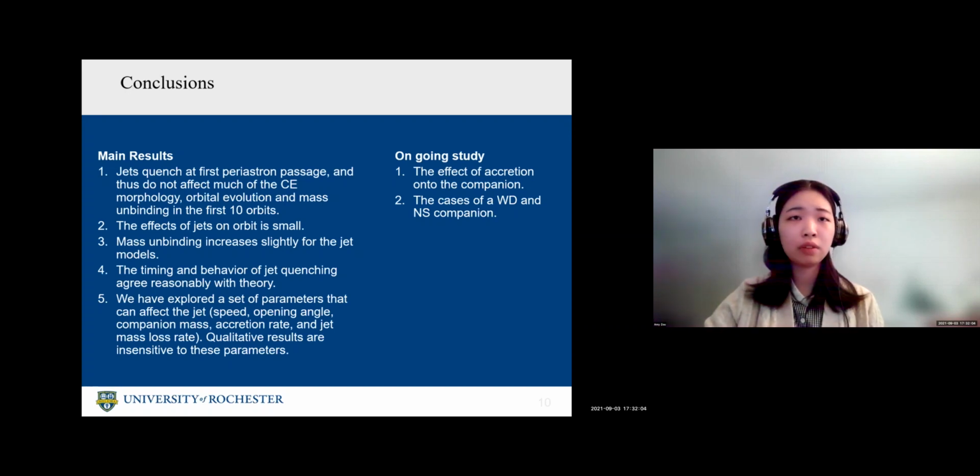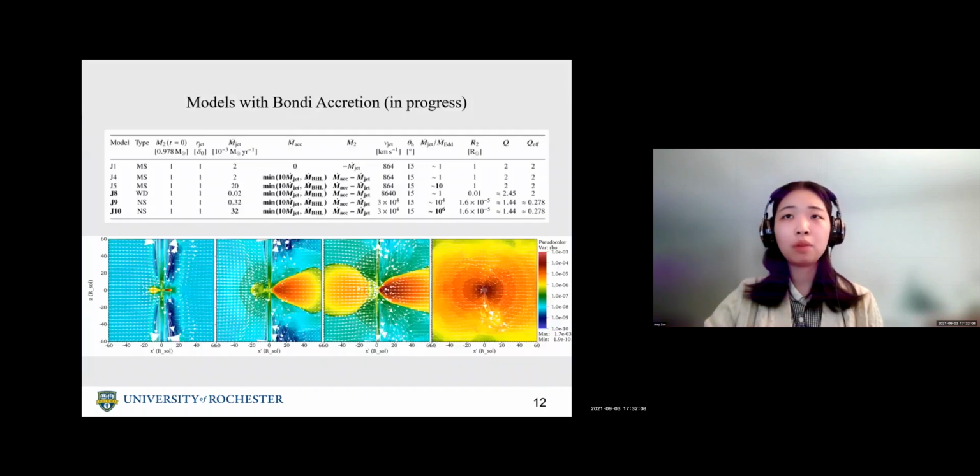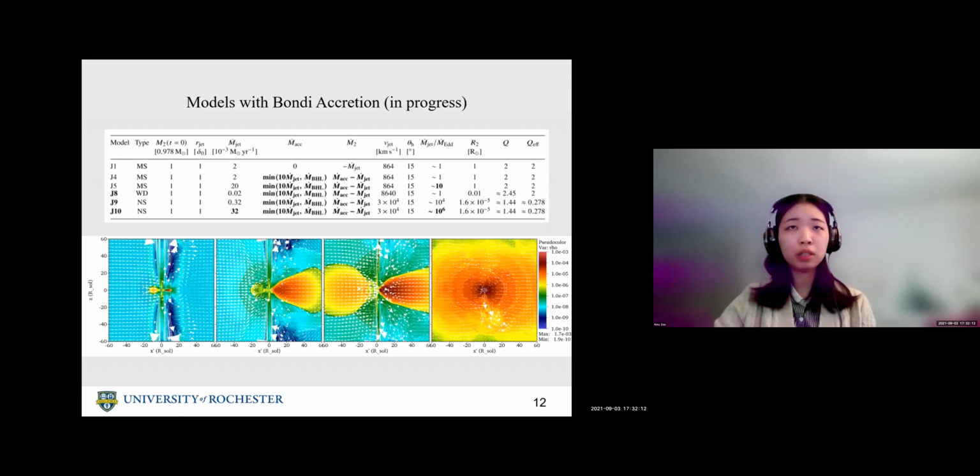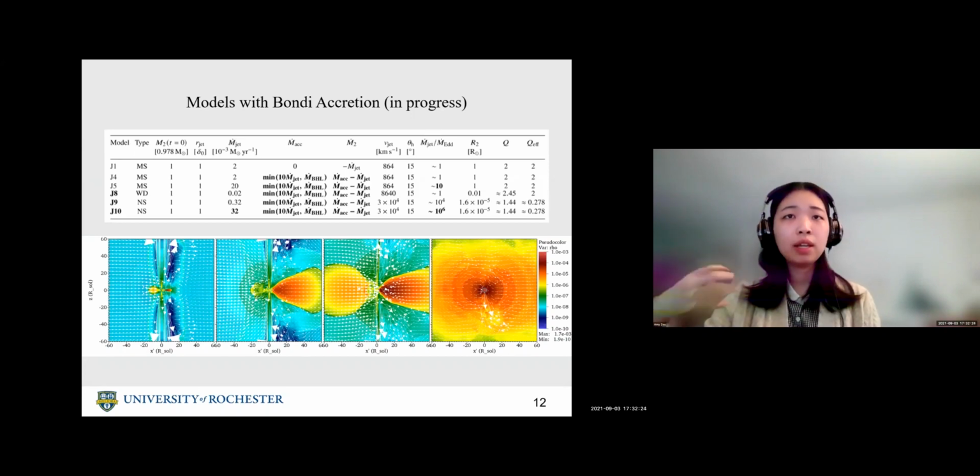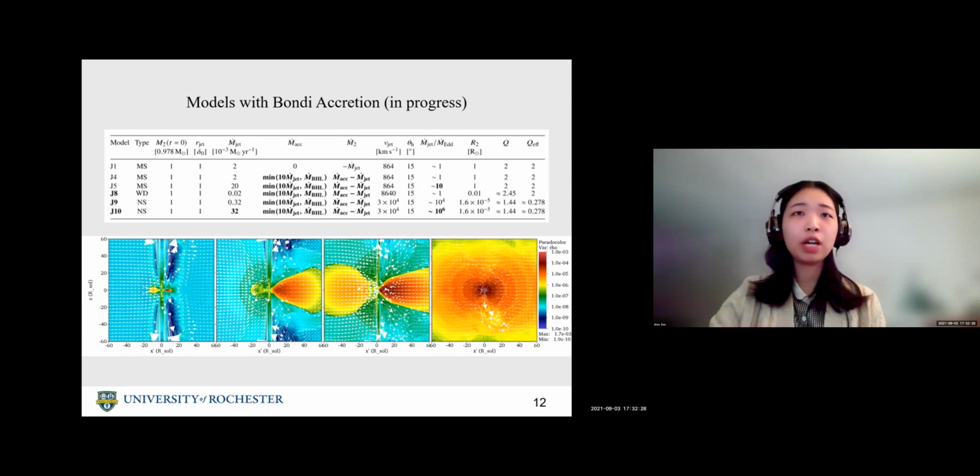And if I can have one more minute, I want to show you a preliminary look at the model with boundary accretion. So it's the same fiducial model we just looked at, but now we add a boundary accretion to the secondary. So the secondary accretes from the environment and also powers the same jet.